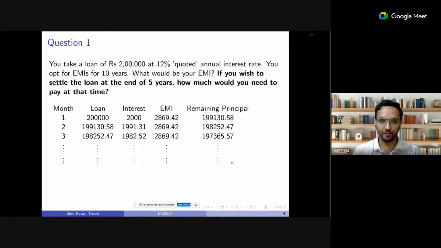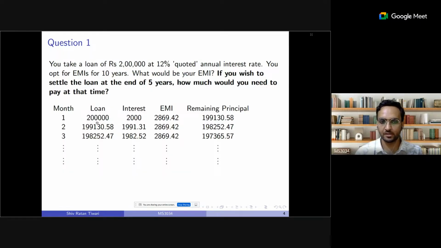For that, we have to do the calculation for each month. Each month, what will happen? In the first month, when you pay the EMI, you pay the interest on your loan, and plus you pay some amount more. Your EMI amount is more than the interest. So that extra amount is what you are deducting from your actual principal or the loan amount.